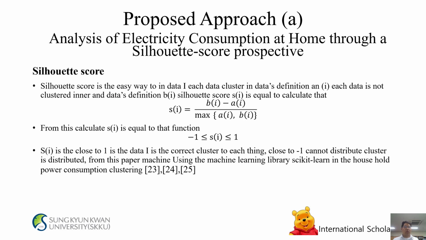Proposed approach A: analysis of electricity consumption at home through a Silhouette score perspective. The Silhouette score is an easy way to show whether each data point is well clustered in the cluster's definition. The Silhouette score s(i) is calculated as s(i) = (b(i) - a(i)) / max(a(i), b(i)). From this, s(i) ranges from -1 to 1. If s(i) is close to 1, the data point is well matched to its own cluster.